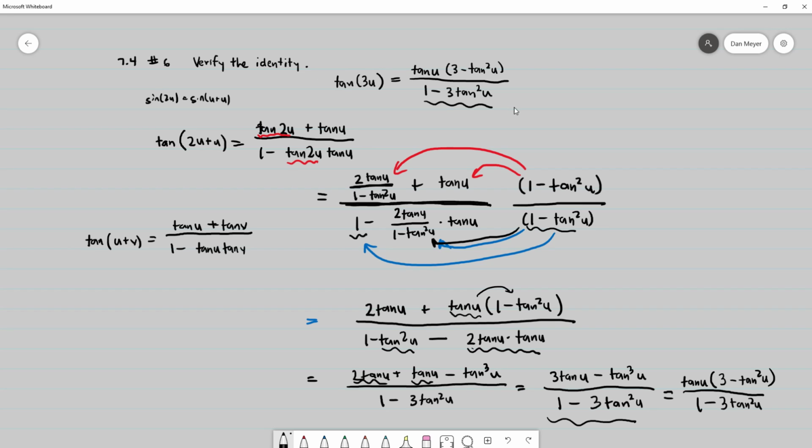Got a lot of practice there using our double angle formulas, and such. Now, in doing some grading of quizzes and things, I've noticed that some people are struggling with the algebra.